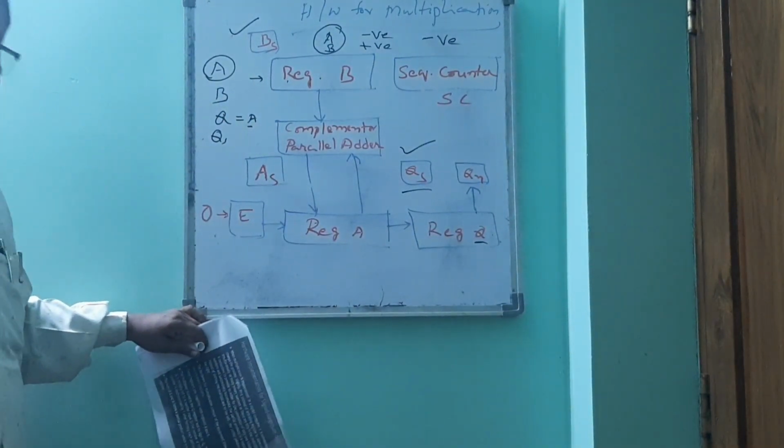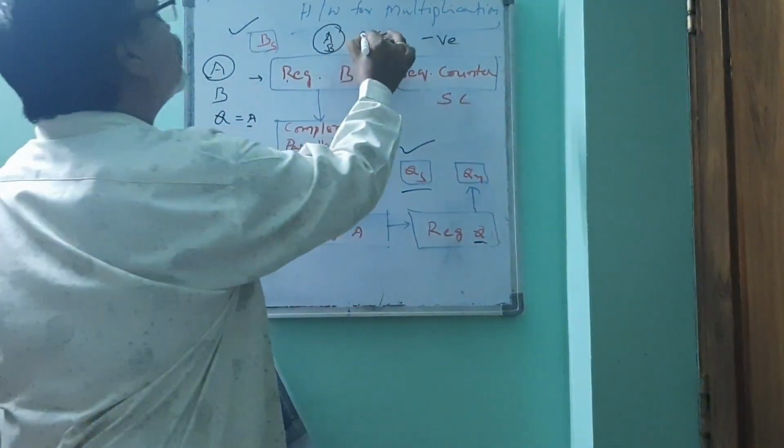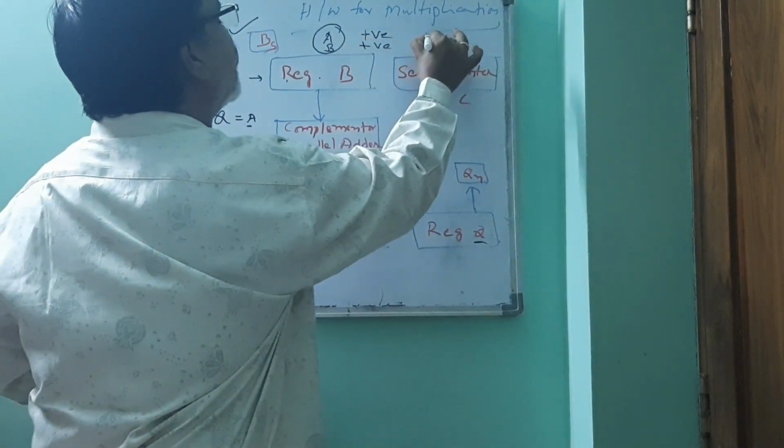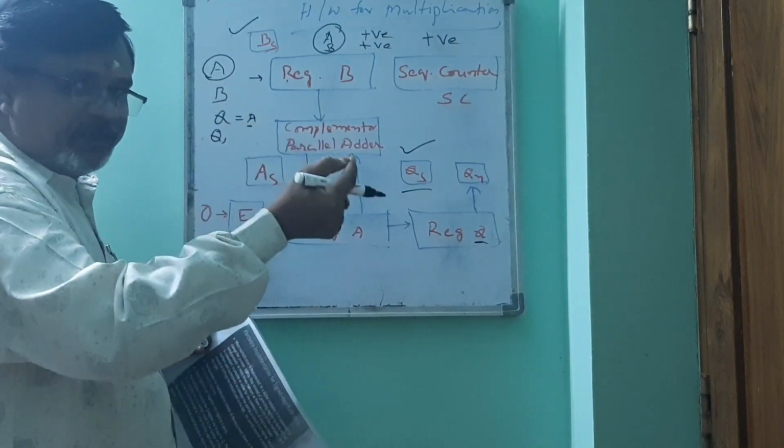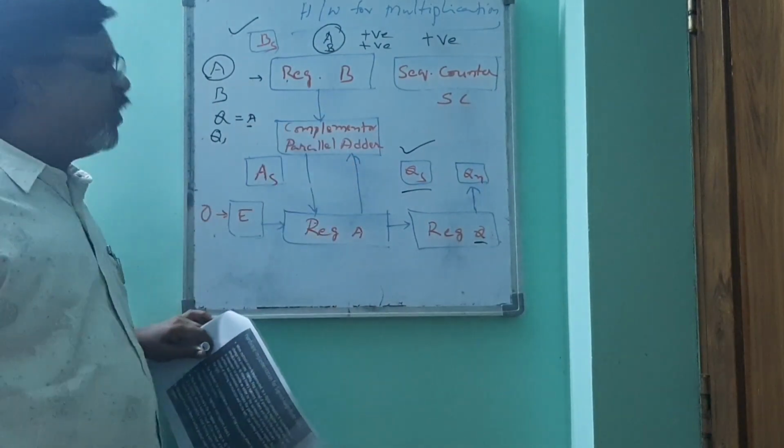We will check how it is. If both are positive, QS will contain positive. How is it going to contain positive? What is the logic behind it? We will check it out in the flowchart.